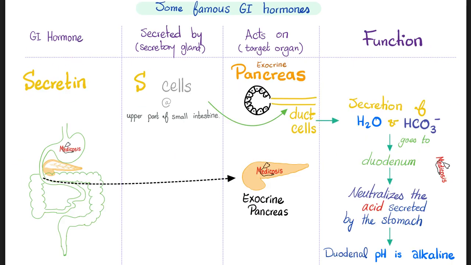Next, secretin. Where did you come from? From the S cells in the upper part of the small intestine. I act upon the pancreas. Endocrine or exocrine? Exocrine. Acinus or duct? Duct cells. To secrete what? Water and bicarbonate. To go into what? To the duodenum. Why? To neutralize the HCl, the acidic bolus dumped on me by the stomach, to make the duodenal pH alkaline so that the enzymes can actually work in the duodenum, because all of the enzymes in your body work in an alkaline medium except pepsin.